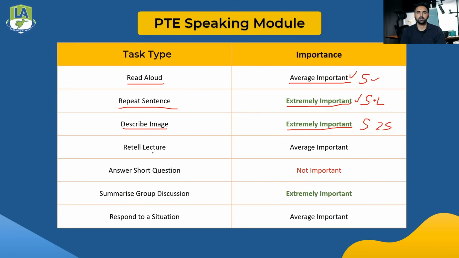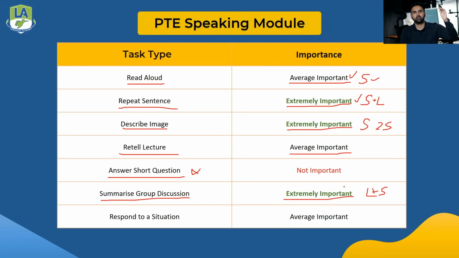Next we have got retell lecture, average importance. Answer short questions, not important at all, you don't have to practice. Summarize group discussion, extremely important, will give you points in listening and speaking. I will place this in category 1, most important. Then we have got respond to situation, average importance.